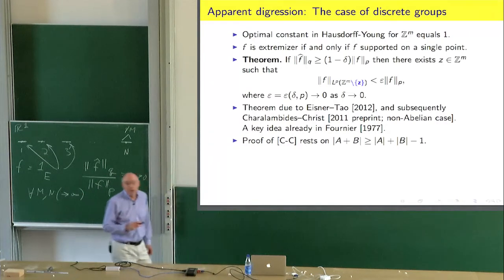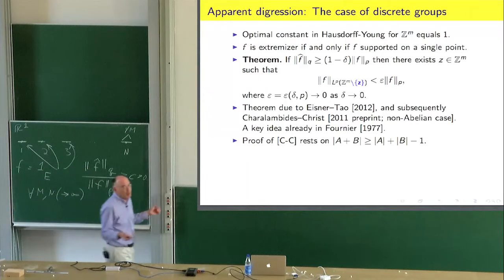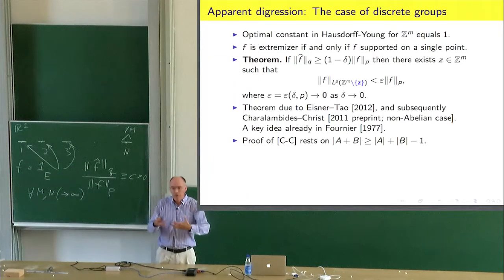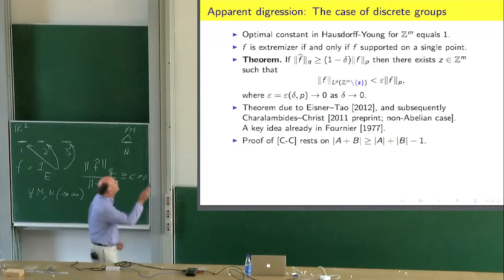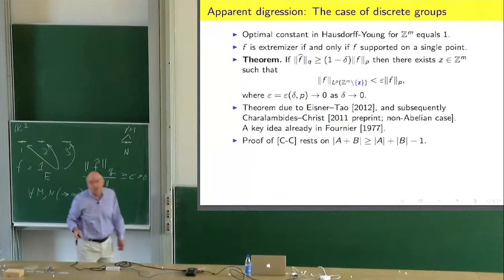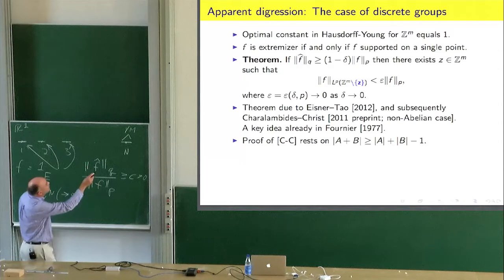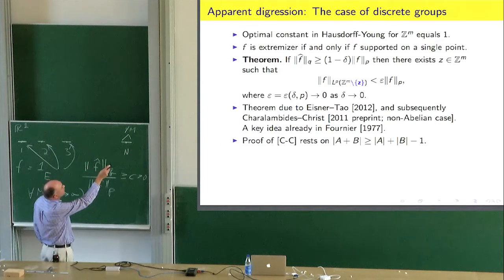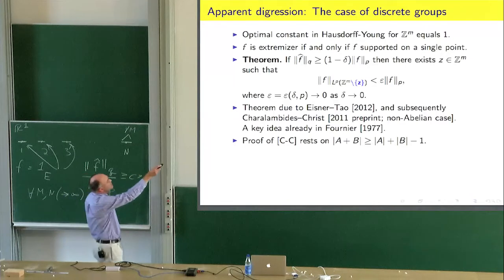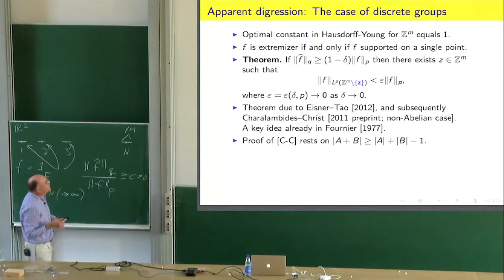Okay, so here is a digression to the case of discrete groups. You can ask the same question about the Hausdorff-Young inequality for the integers or another discrete group. The optimal constant then is 1 for all exponents. It's a much simpler situation. Among the extremizers are functions supported on a single point, and in fact those are the only extremizers. And the theorem characterizes near optimality. So if f is a near extremizer, then there exists a single point where nearly all the LP norm of f lives. Okay? So near extremizers are supported almost on single points.